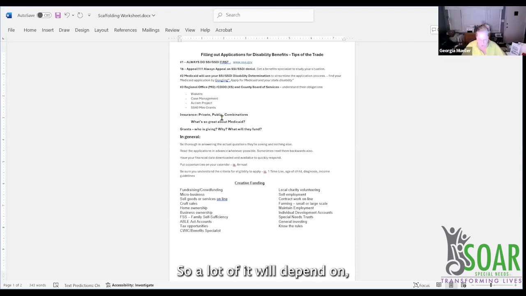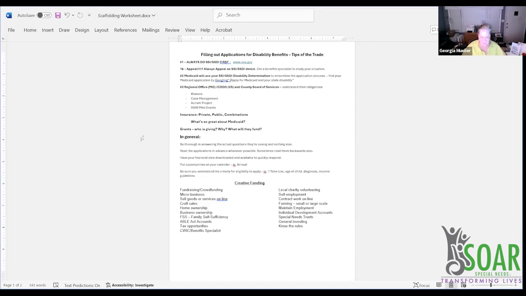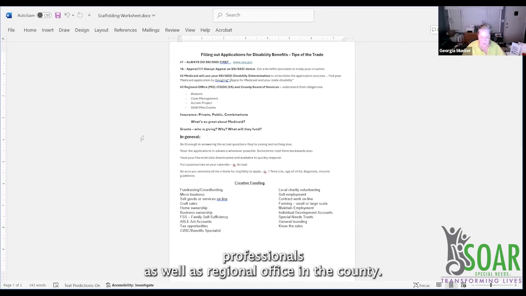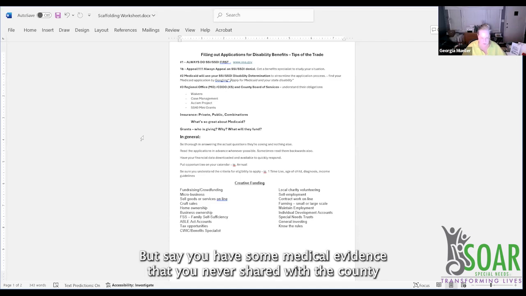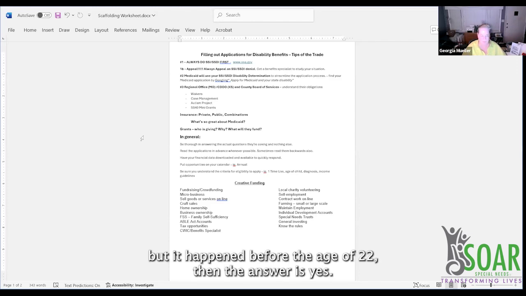Possibly. So a lot of it will depend on the different diagnoses and symptoms and when they were identified by medical professionals as well as regional office in the county. But say you have some medical evidence that you never shared with the county or with regional office, but it happened before the age of 22, then the answer is yes, you just take all that information with you.